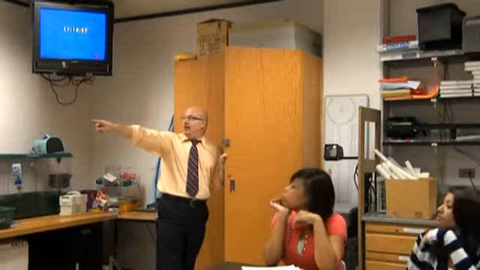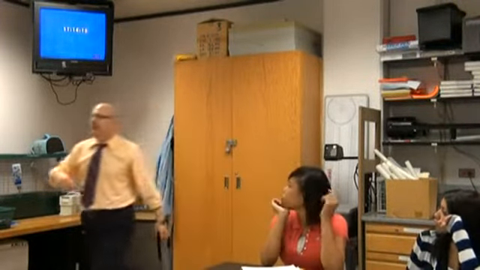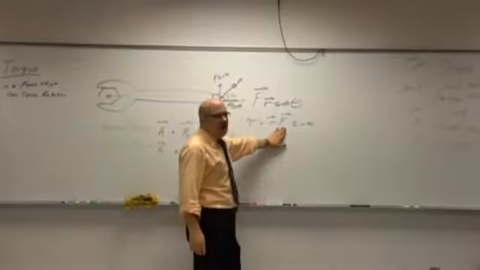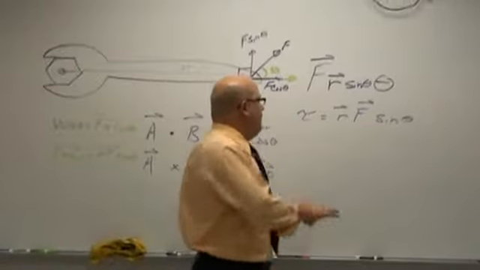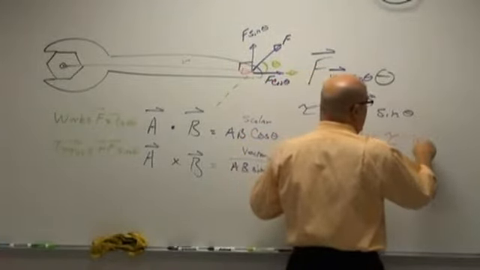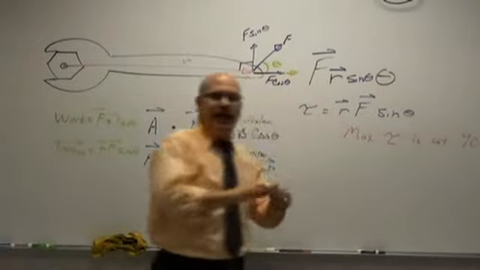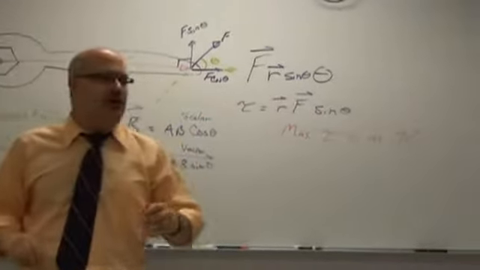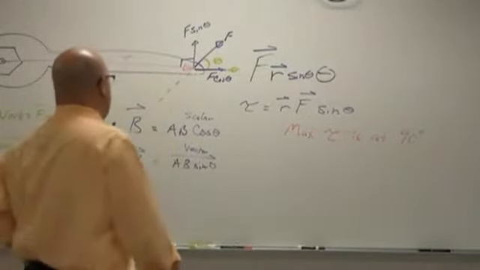But the thing is that, in order to get torque, you have to have a force and a radius and the proper angle, right? All three things. So increase radius, increase force, and what's the best angle? 90. Max torque is at 90 degrees. If your force is perpendicular to the radius, you get maximum torque.